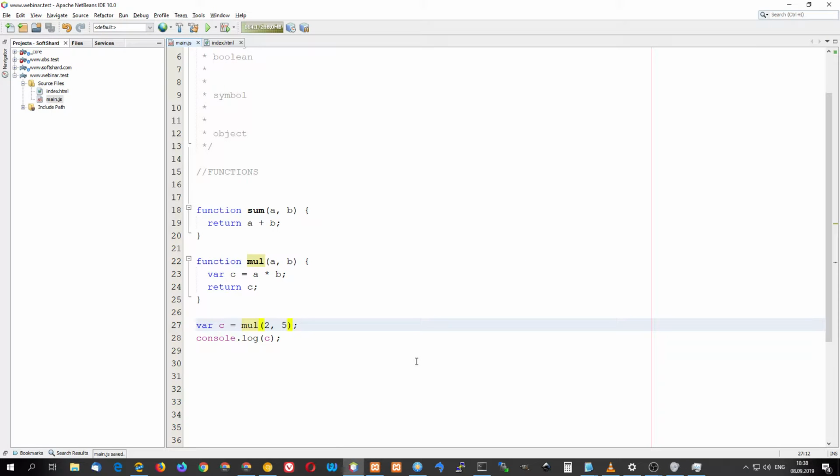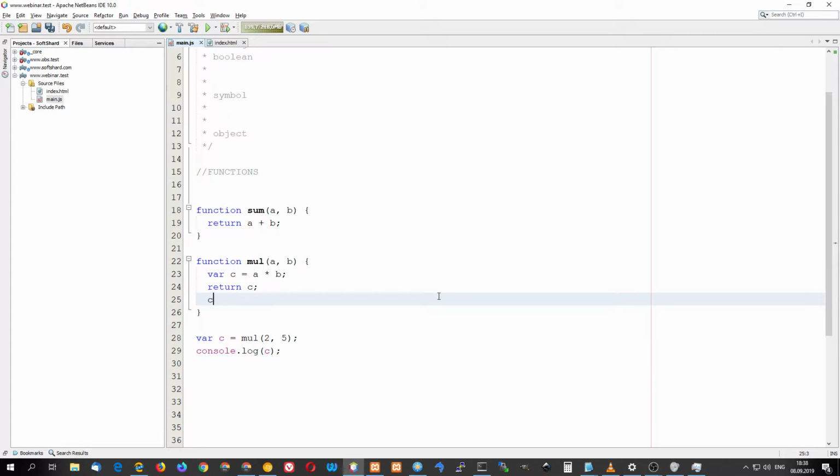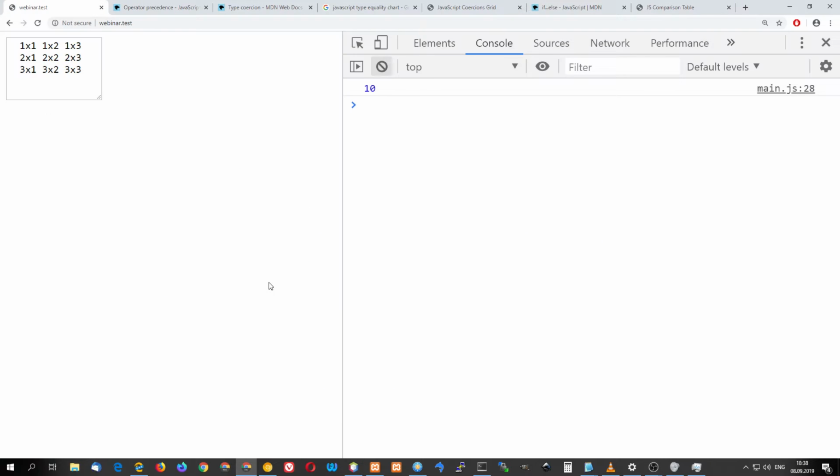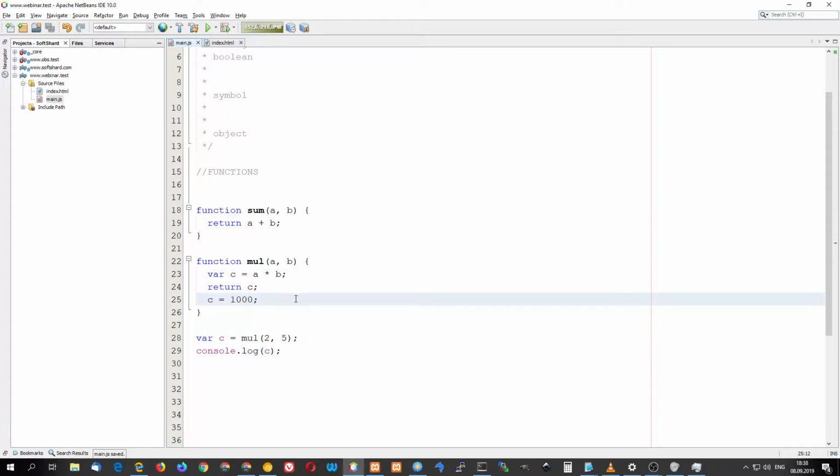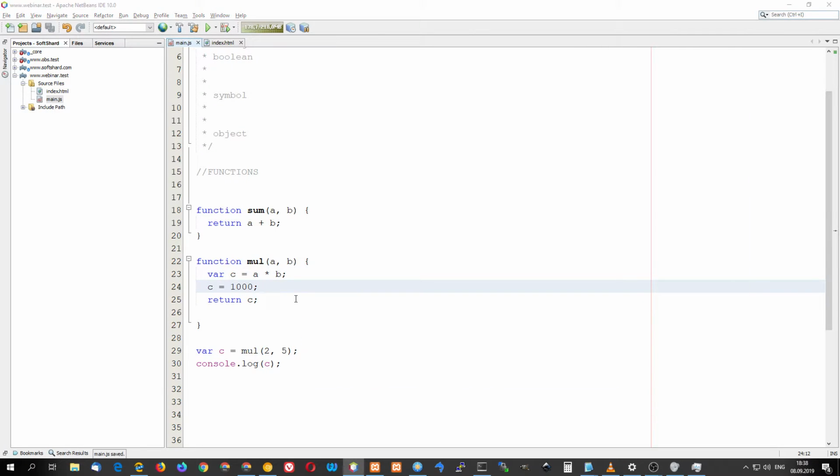I can call multiplication. Anything that's after the return is ignored. The function ends with the return call. Whatever is here is ignored. So this allows us to do functionality by a simple call without writing it over and over and over again.